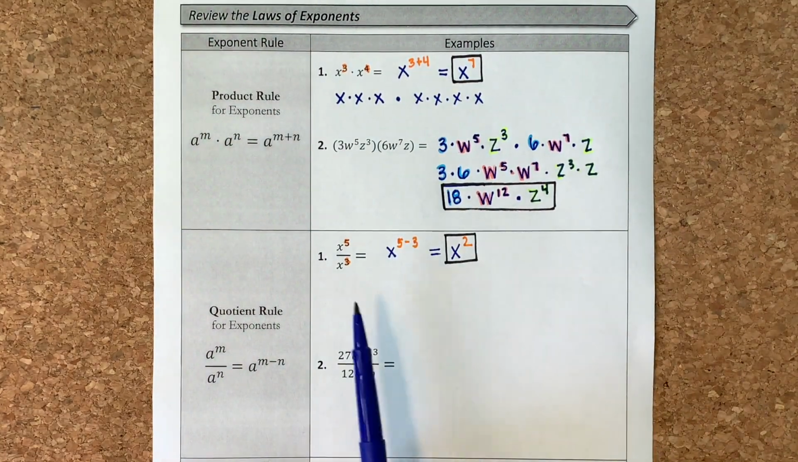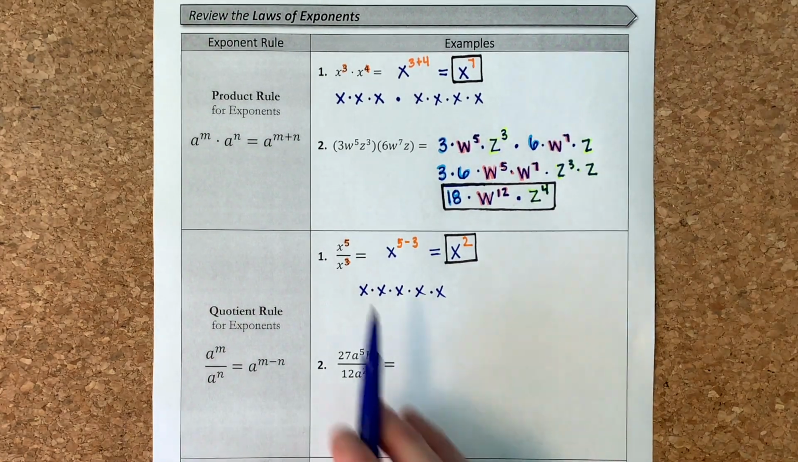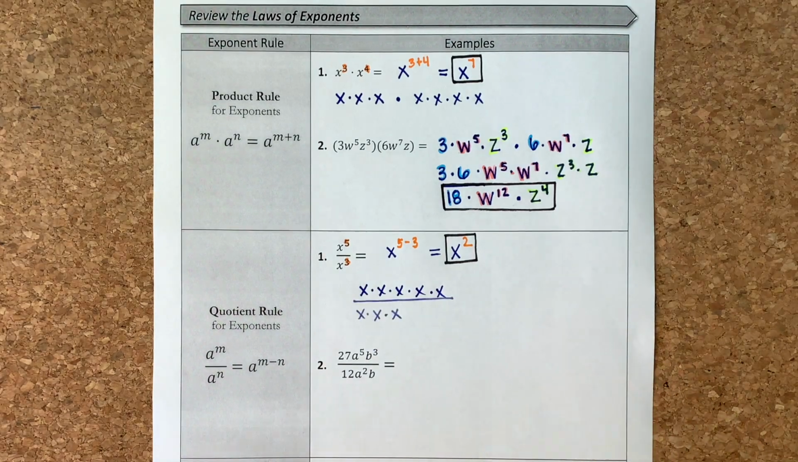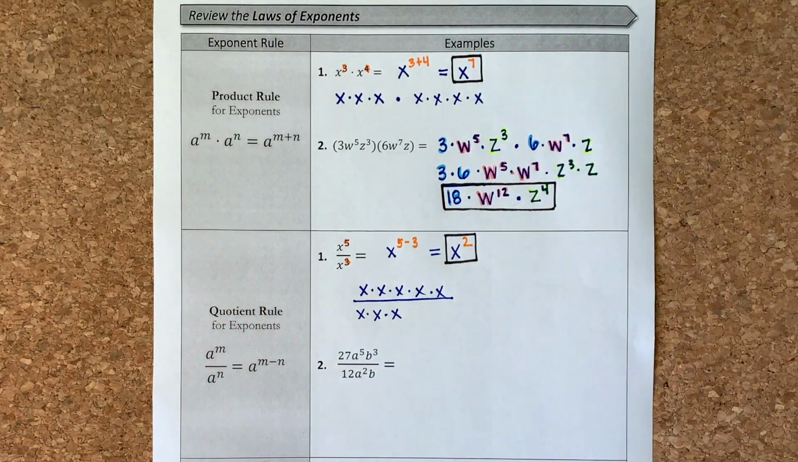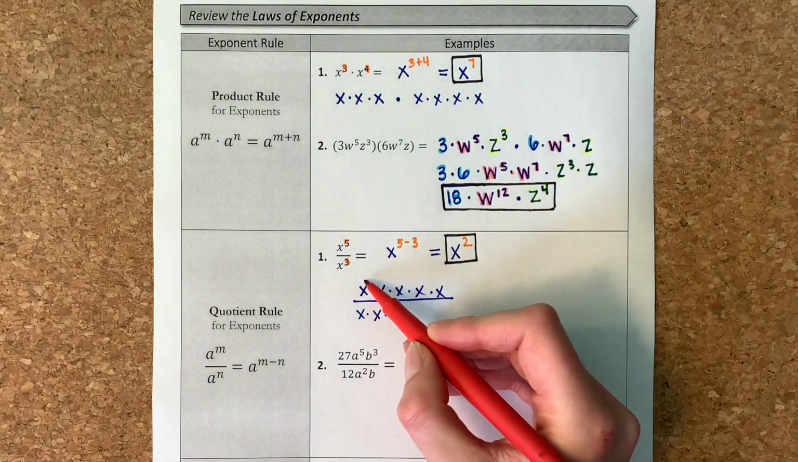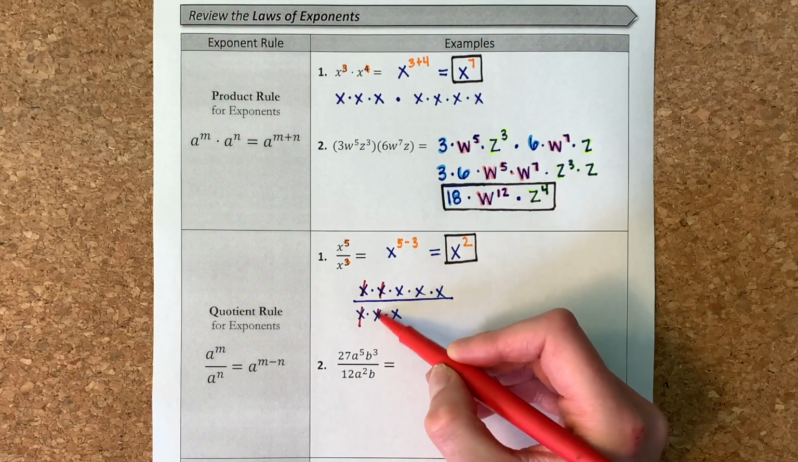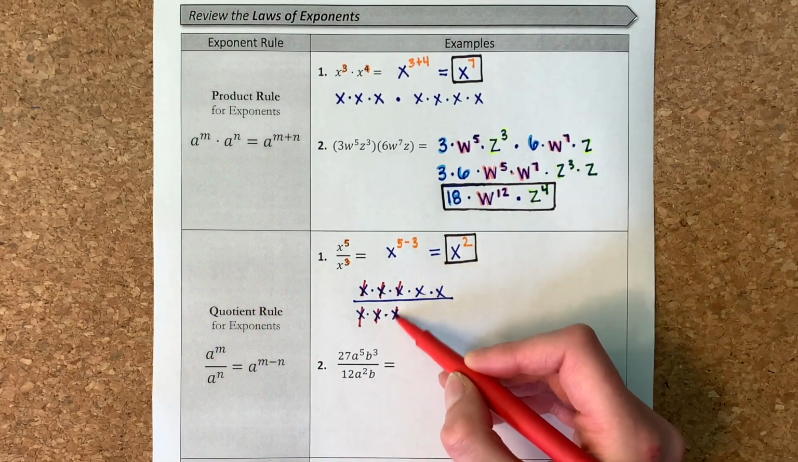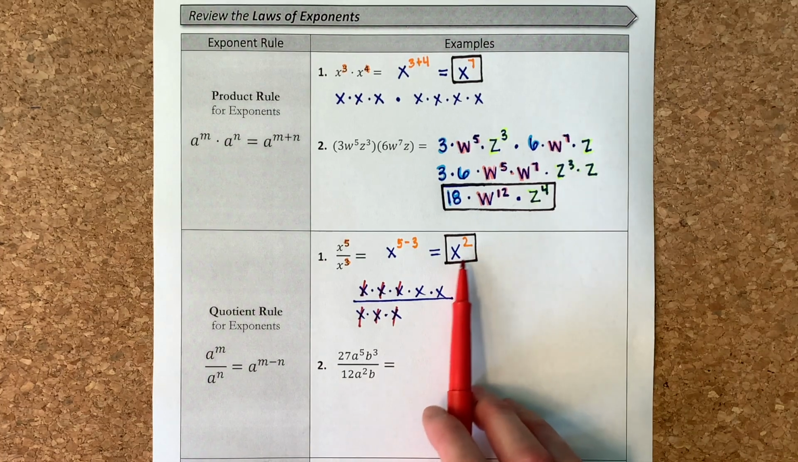Again, we can write out the x's like we did here to verify that this rule does work. For example, to represent x to the 5th, we take x times itself 5 times, and then we're dividing by x cubed. X cubed can be written as x times itself 3 times. Now we can do some canceling. We can cancel this x in the numerator with this x in the denominator. We can cancel this x and this x, and this x and this x, and that leaves us with x squared, which is exactly what we had for our answer here.